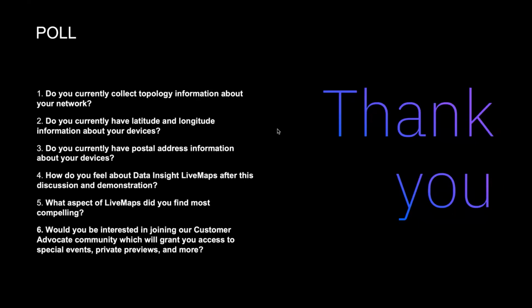So really these poll questions are basically around, we're trying to get a sense of customers. Obviously this functionality really encourages the use of topological collection. It also encourages the ability to add latitude and longitude information to your system. And we're just curious about providing even more functionality based on what our customers currently collect and what they're currently using. And then obviously what you guys found the most compelling, so we can go in that direction into the future.